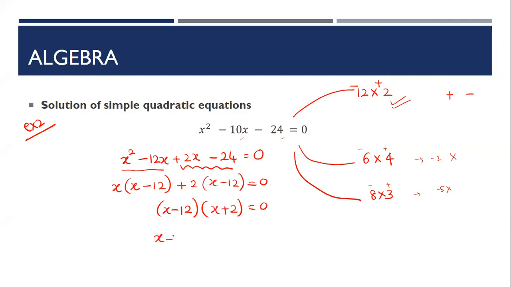So here x minus 12 can be 0 or x plus 2 can be 0. So here x value is 12 and here x value is minus 2. So our x values are plus 12 and minus 2.